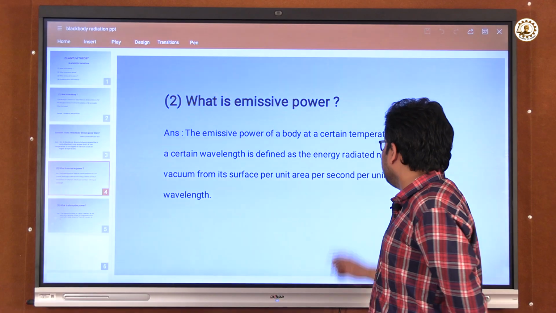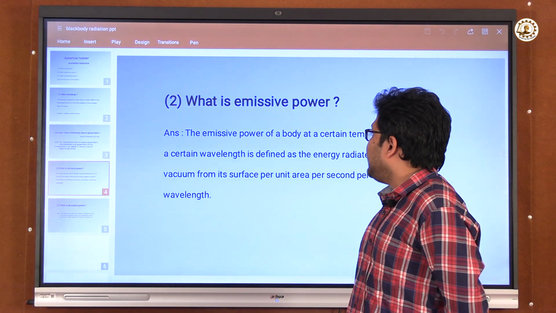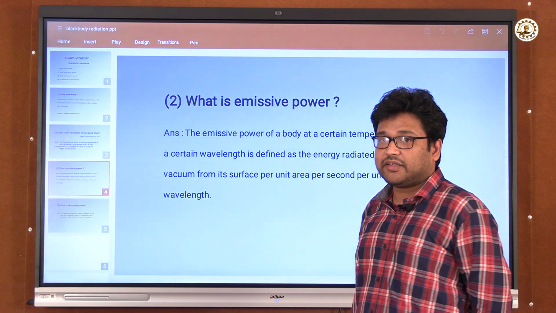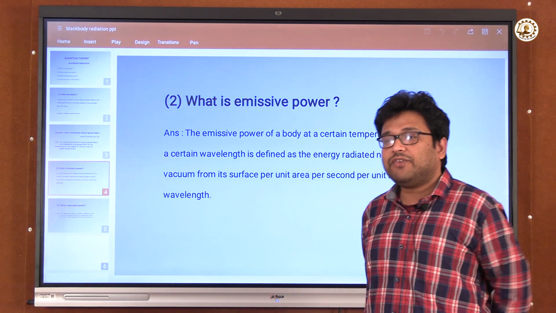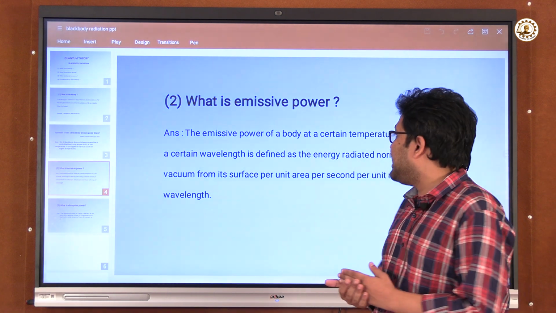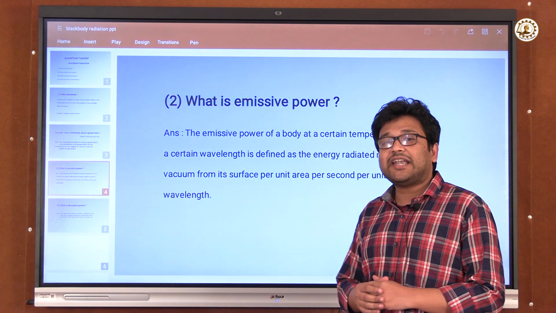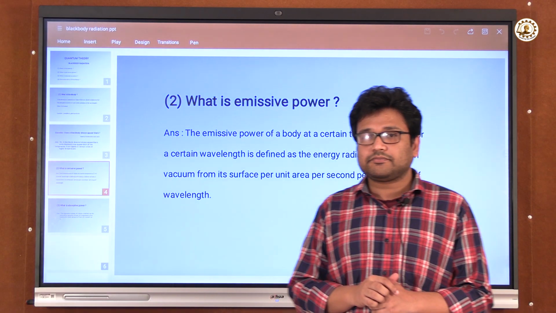Now, why for a particular temperature and a certain wavelength? Because the emissive power changes with temperature and also with wavelength. So, to define the emissive power of any body, we first need to fix the temperature and wavelength. That is why I have mentioned here a particular temperature and a particular wavelength.